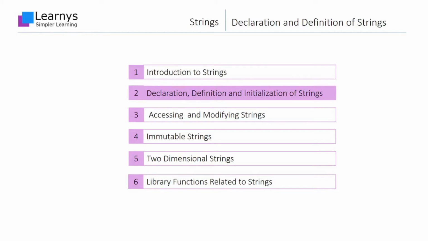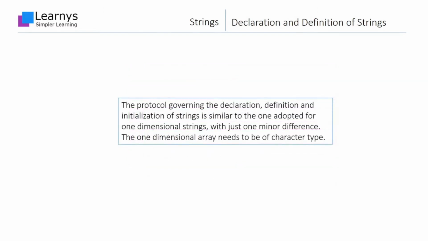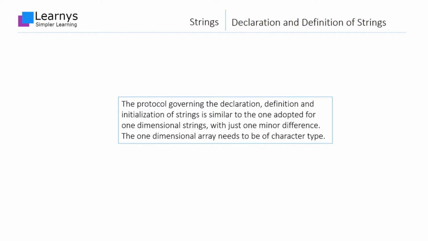After understanding the importance of the terminating null character, we will move on to declaration, definition and initialization of strings. Since one way of looking at strings is that they are essentially arrays of characters, the protocol governing their declaration, definition and initialization is exactly similar to the one adopted with one-dimensional arrays, with just one minor difference. The one-dimensional array needs to be of character type.